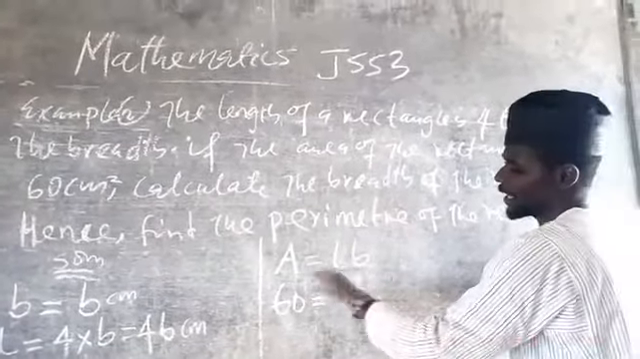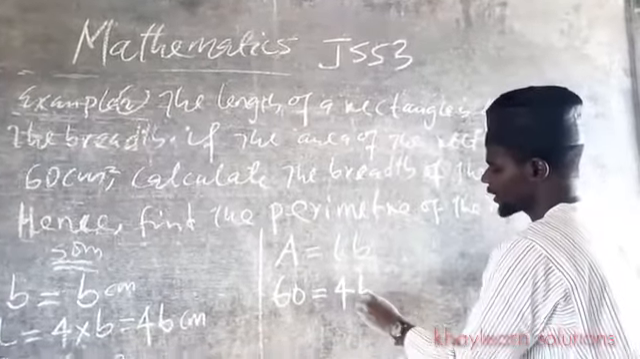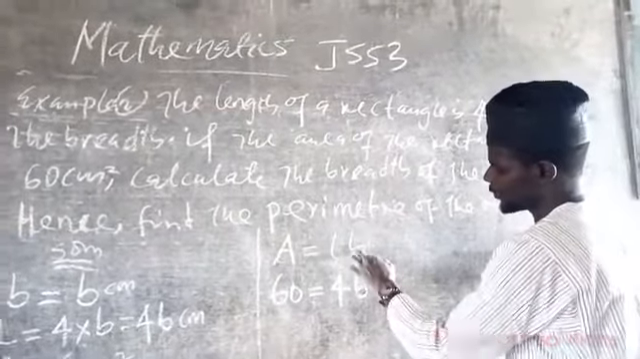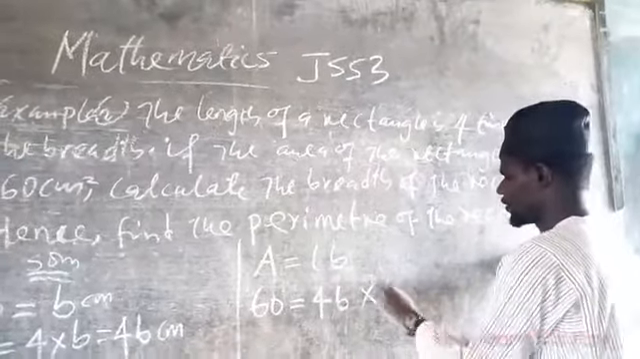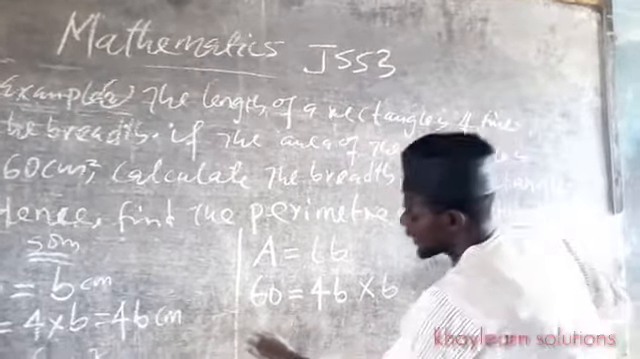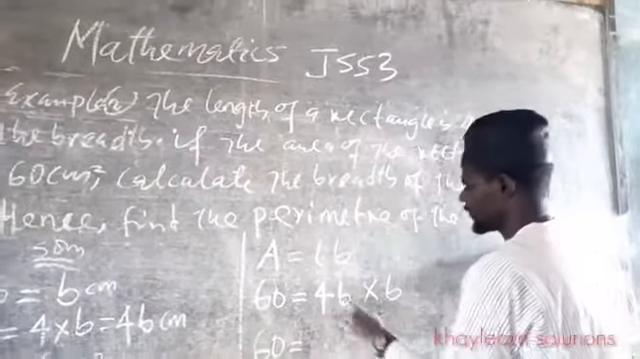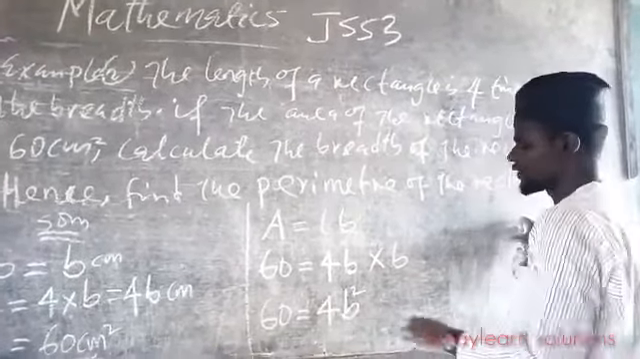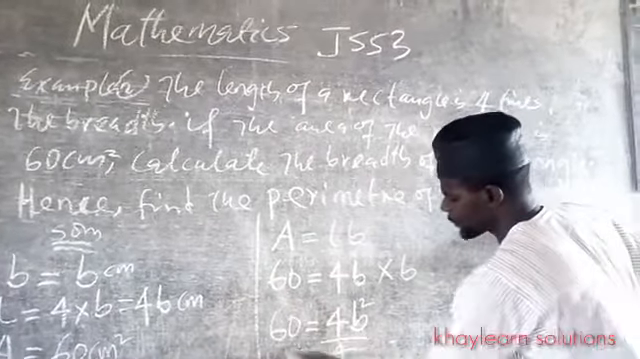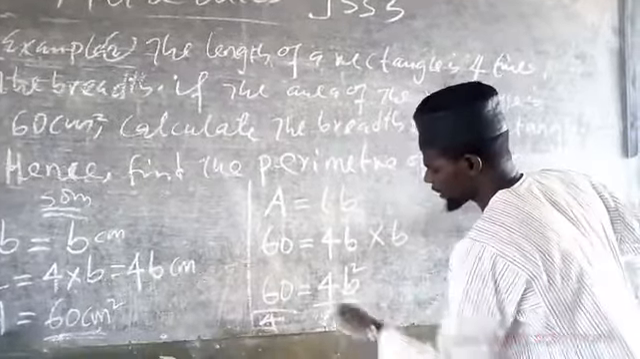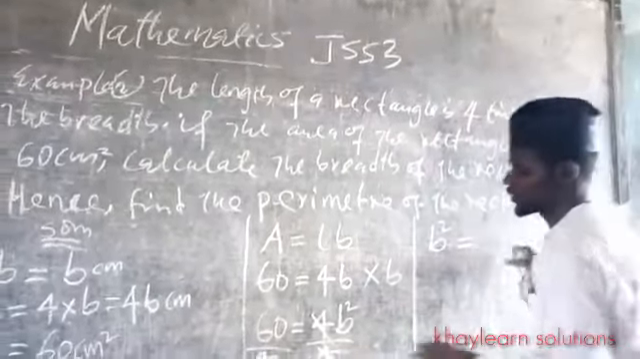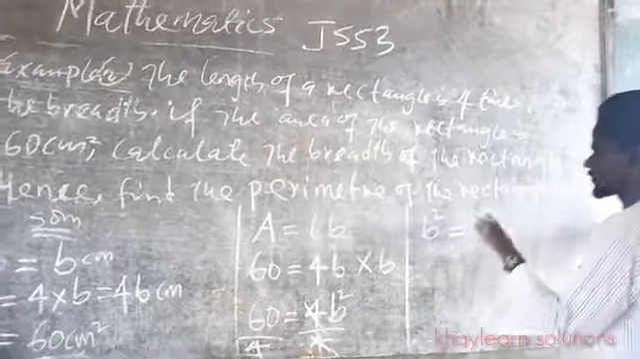The value of L is 4B. You understand? Then times the other B, which is the value of the breadth. Now next is just this: 60 equals 4B times B, which is 4B square. Now divide both sides by 4 to get your B. Now B square equals 60 divided by 4, which is 15.